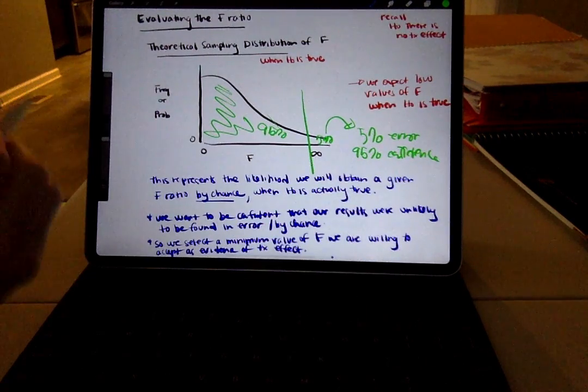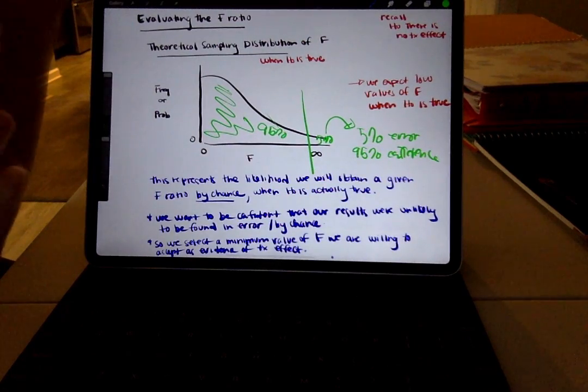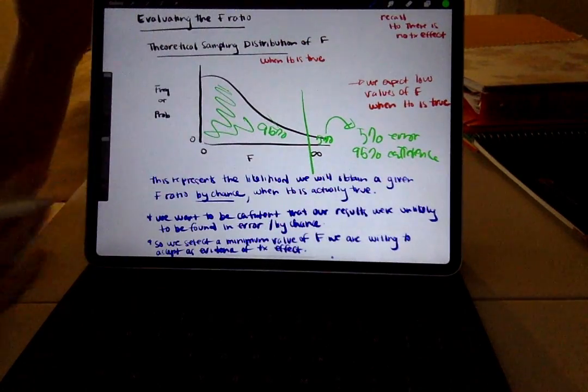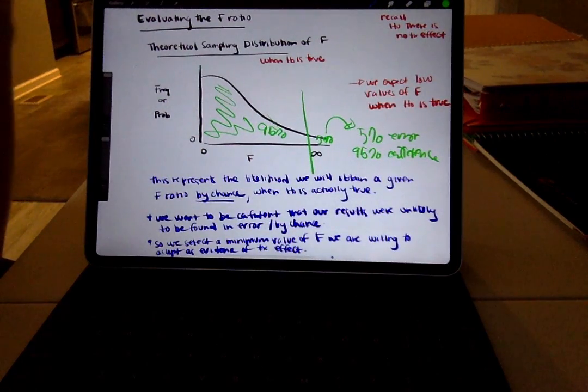All right, so I'm going to go into this in a little more detail in the next video, and then hopefully in the next video, if not one more, I will show you exactly how we're going to use this practically. But again, this is just an overview of what we're talking about here. This is a theoretical sampling distribution of F. It represents the state of the world when the null hypothesis is true, and we are going to use this to evaluate our F ratios.